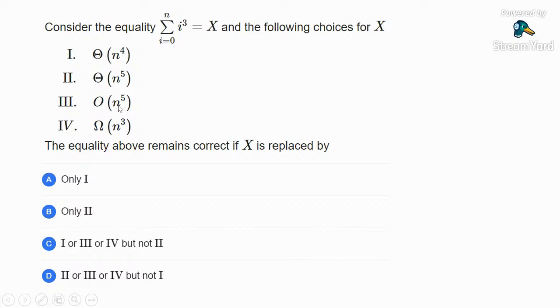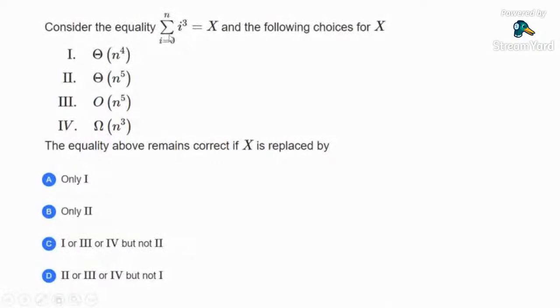Now this is n to the power 4 and we are saying order of n to the power 5. We can say order of n to the power 5 because order of provides the upper bound. We can also say order of n to the power 6, or order of n to the power 100. All are correct. So the third one is also correct. See the omega one. Omega is basically used for providing the lower bound. What is the solution of this? The solution of this should be n to the power 4.